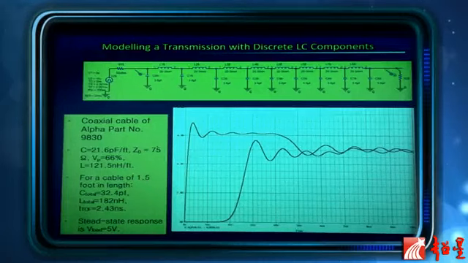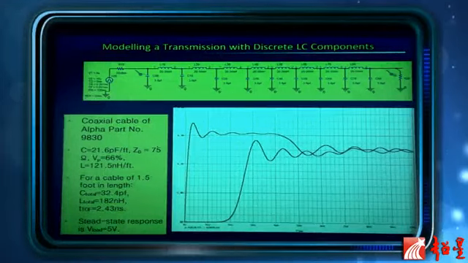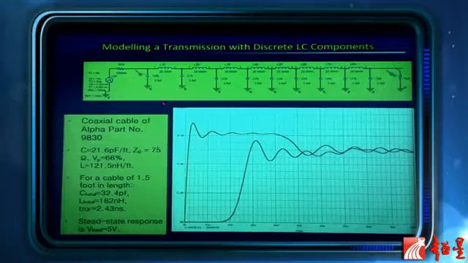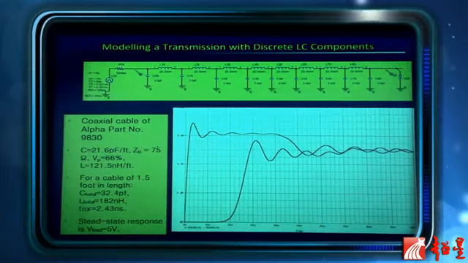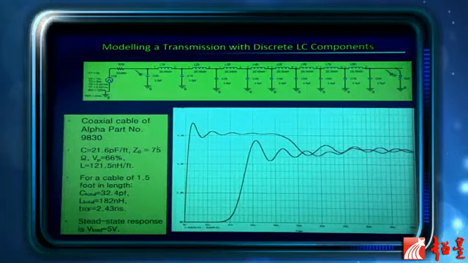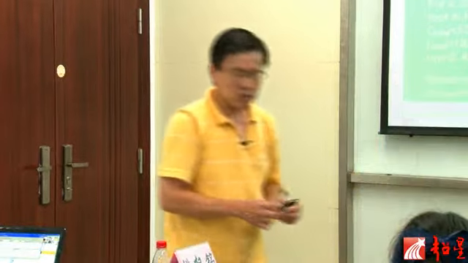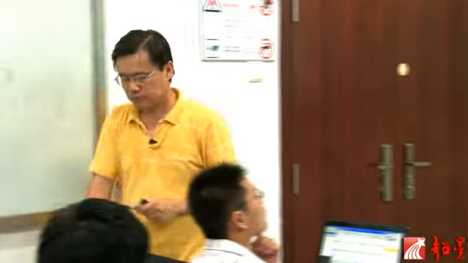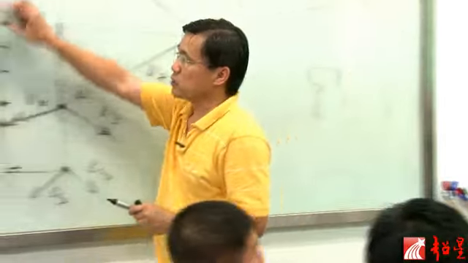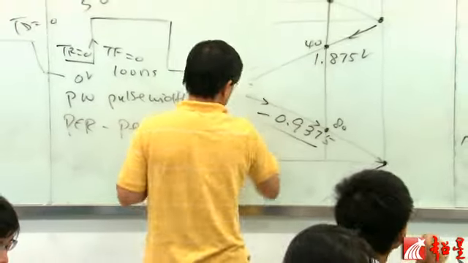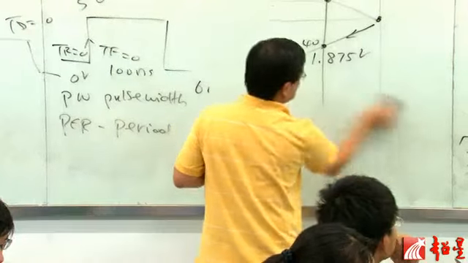You can also simulate transmission lines with discrete components. This is lab 1. It will take some time for you to do, so you need to really spend some time to figure it out. Actually, this is very similar to what you can do for lab 1. Lab 1 is to use discrete components to simulate the transmission line.